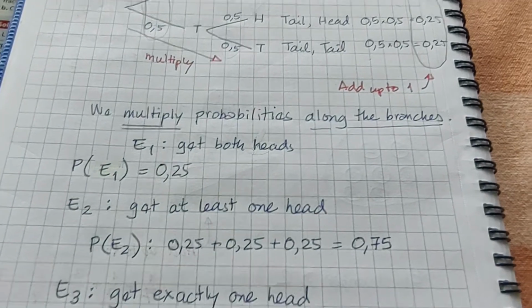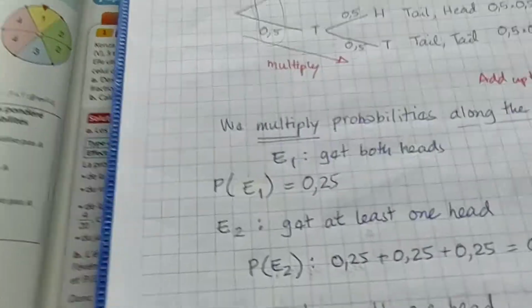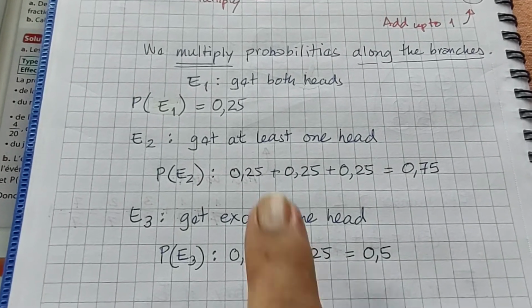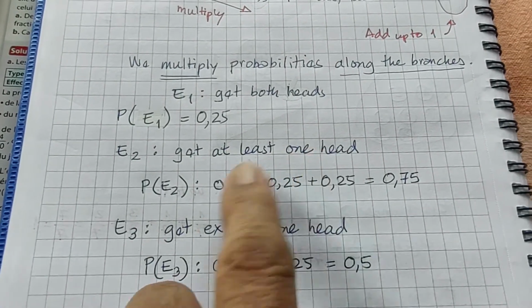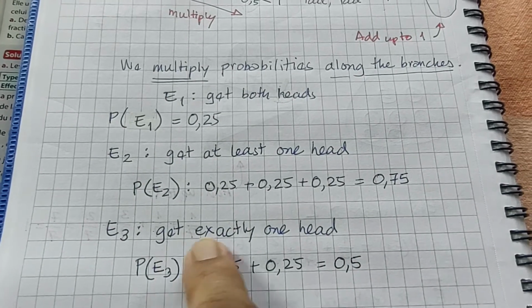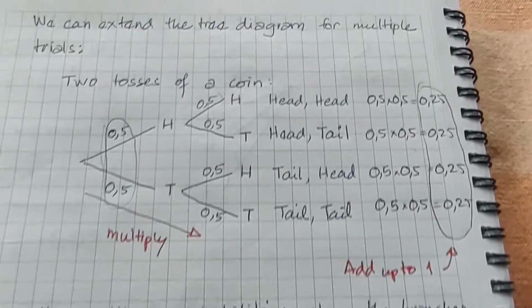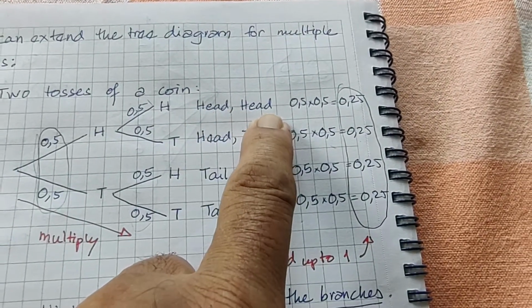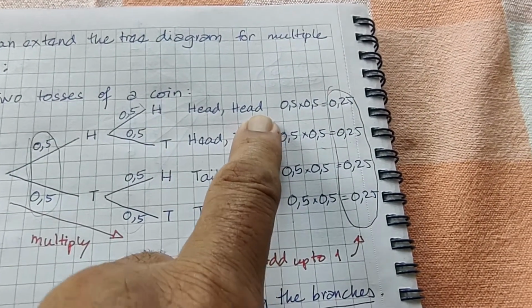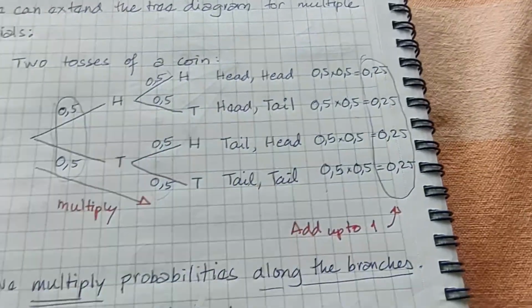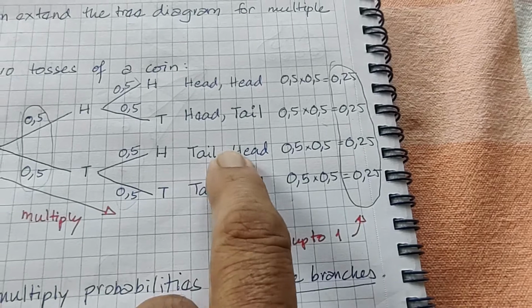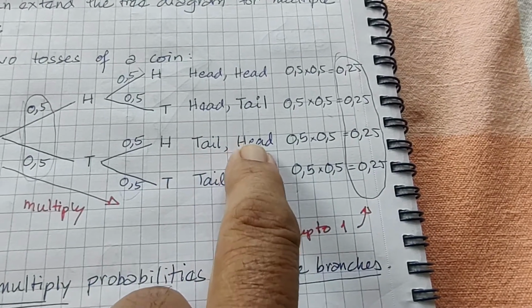Okay, now event 3, we define it as get exactly one head. Event 2 was get at least one head, and event 3 is get exactly one head. So here, head and head doesn't satisfy the condition because there are two heads. We wanted exactly one head, but the second and third outcomes have exactly one head.